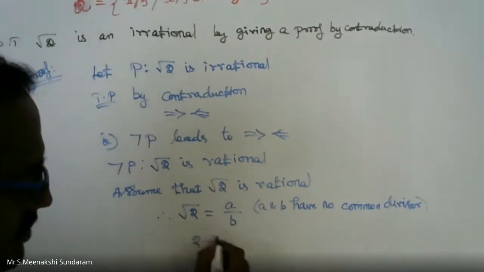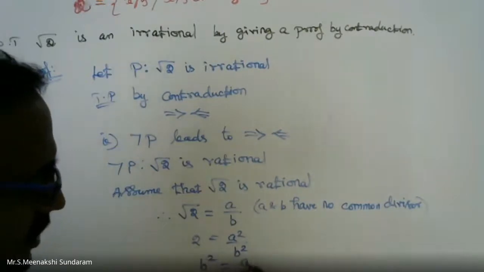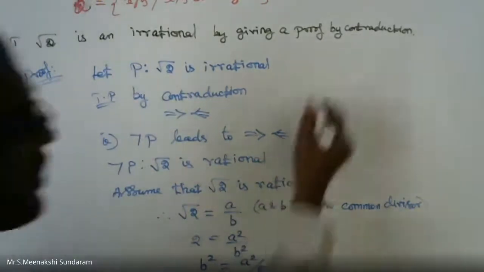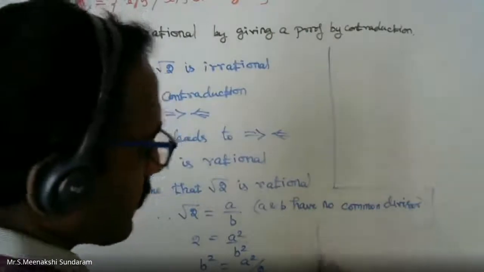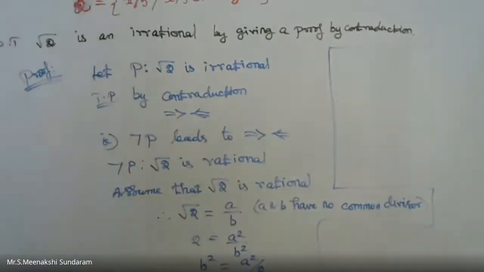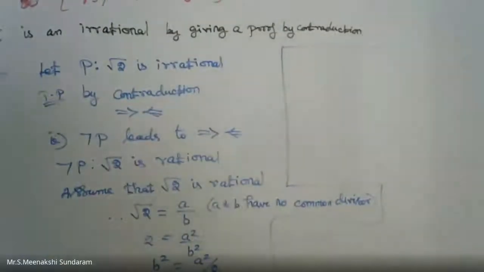Squaring on both sides, a square by b square will come. So 2 equals a square by b square, therefore b square is equal to a square by 2. After that, you can write for him. The board is not visible, you can write: b square is equal to a square by 2.